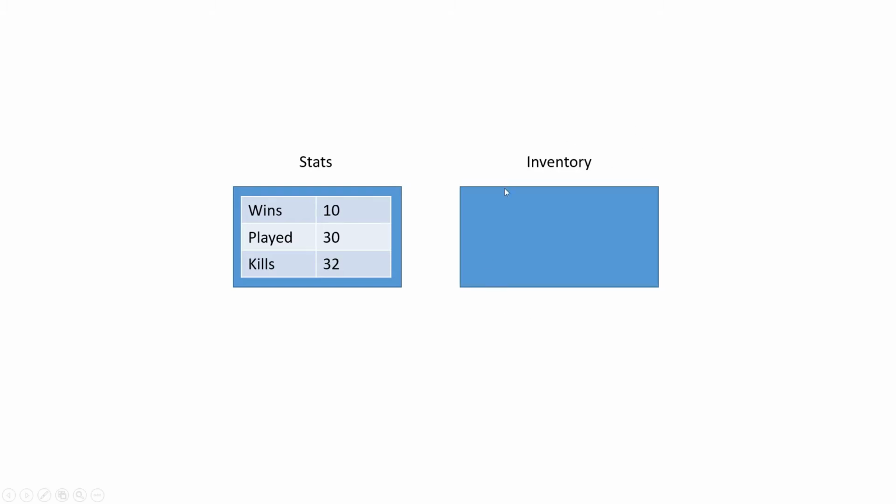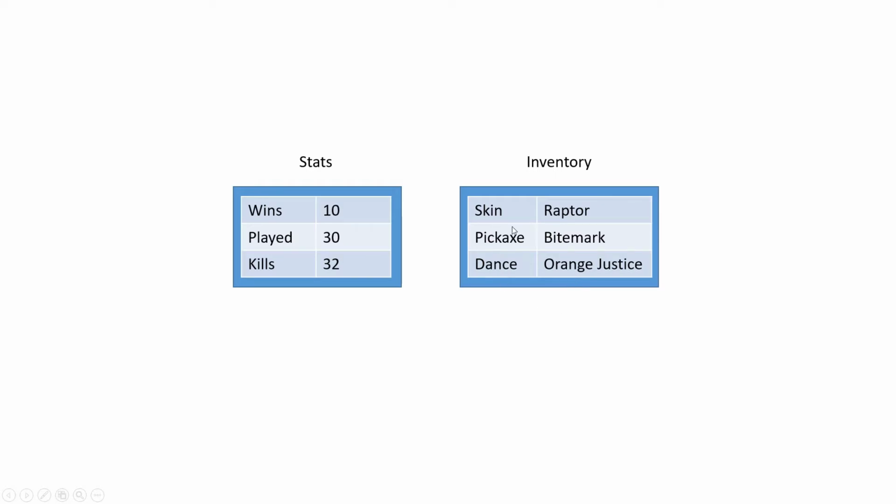Now, files in connected storage are called containers. So in this stats container or file, you might have some stats. So you might have wins, games played, or kills. And these key value pairs are actually called blobs in connected storage. So if you look at another example, you'll see we have the container inventory, and it has the blobs skin, pickaxe, and dance.